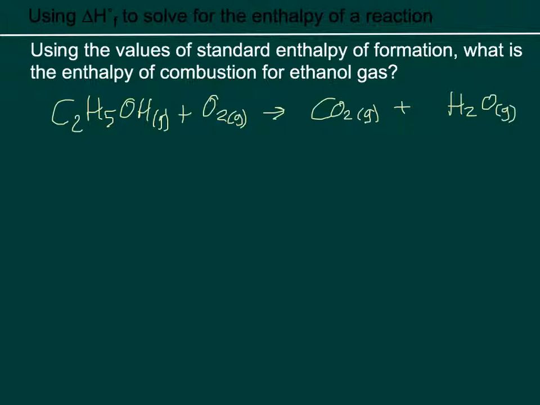Alright, so we need to balance it. We need 2 carbons. We have 6 hydrogens on the left, so we're going to need 3 waters, that gives us 6 of those. Add up the oxygens, we got 3 and 4 is 7. We have 1 already, so I need 6, so I need 3 O2s. Okay, so I have this balanced now.